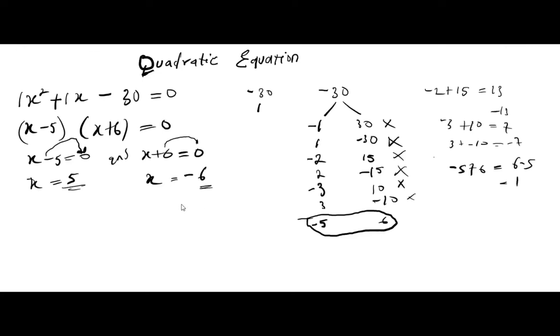Now, if you want to check if you are right, if you substitute 5 into this particular equation, 5 minus 5 is 0. Then 5 plus 6 here is 11. But since we have 0 here, the 0 will multiply, then everything will be 0. That is correct. Then if you consider negative 6 here, negative 6 minus 5 is negative 11. Then negative 6 plus 6 is 0. So this 0 will multiply everything, then you have 0. So this is also correct.